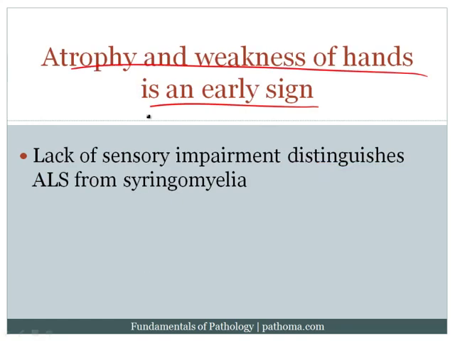Now this could somewhat resemble syringomyelia, because recall that syringomyelia involves C8 to T1, and so it would involve the upper extremities and could involve the hands. And in syringomyelia, you could have damage to the anterior horn, and so that could also result in atrophy and weakness of the hands. However, of course, in syringomyelia, you're going to have loss of pain and temperature sensation, whereas in amyotrophic lateral sclerosis, you would have no loss of pain or temperature sensation. And so this is an important distinction between ALS and syringomyelia.